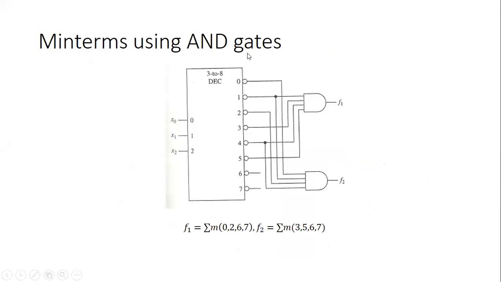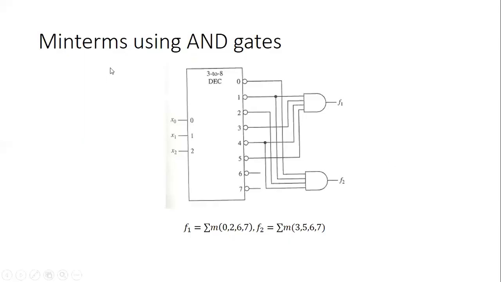See, min terms using AND gate. Now what is the question over here? The question is summation M of 0, 2, 6, 7. If I write 0, 2, 6, 7, it is M0, M2, M6, M7. Now if you are using OR gate, this can be directly combined using an OR gate.